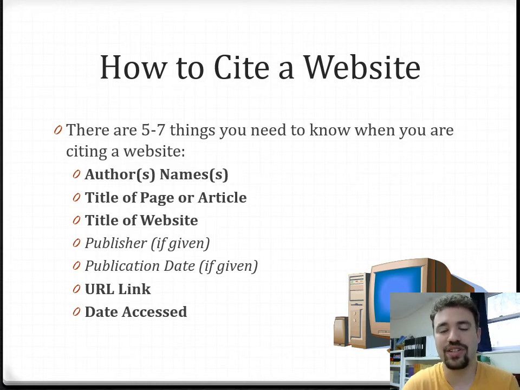A lot of the citation machines, like EasyBib, Microsoft Word, Citation Machine, they all have ways that you could know what information you need to gather.